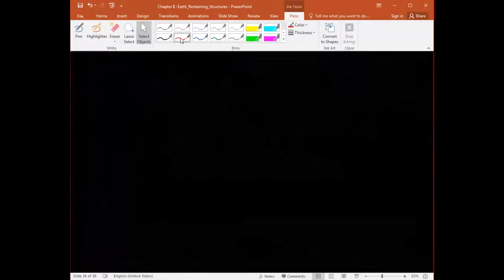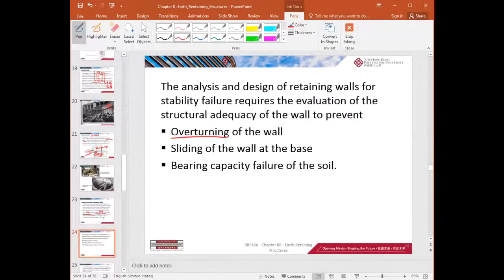So remember these three things, right? Overturning, and then sliding, horizontal sliding, right? Horizontal sliding, overturning. And then the bearing capacity of soil, it means settlement, right? Are there any soil, right, fails under the vertical loading?